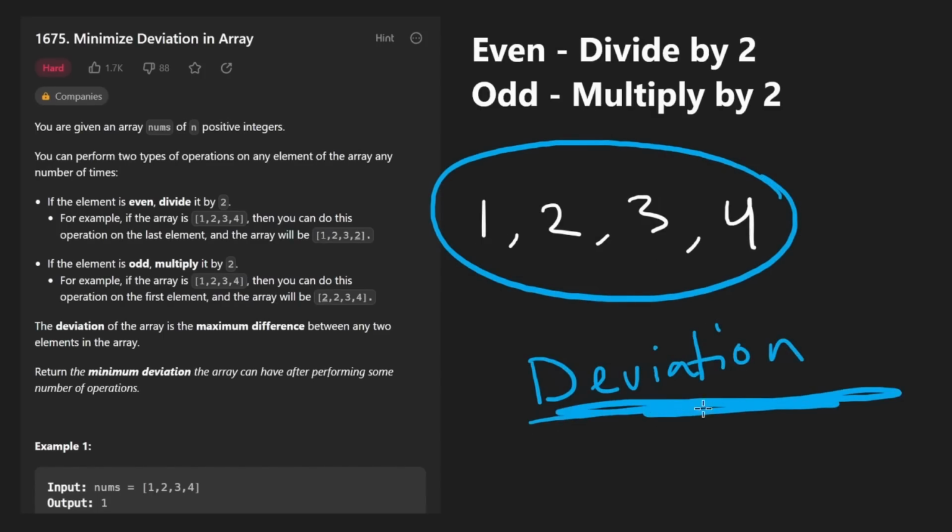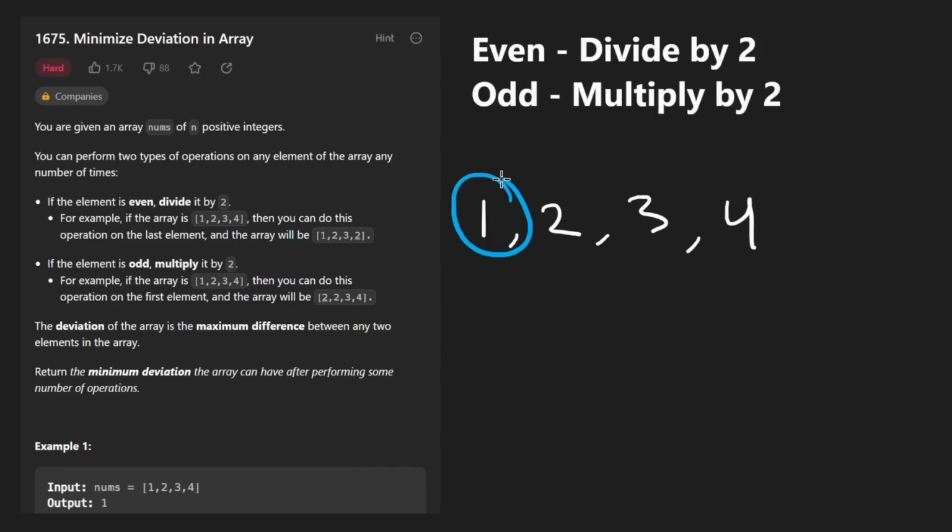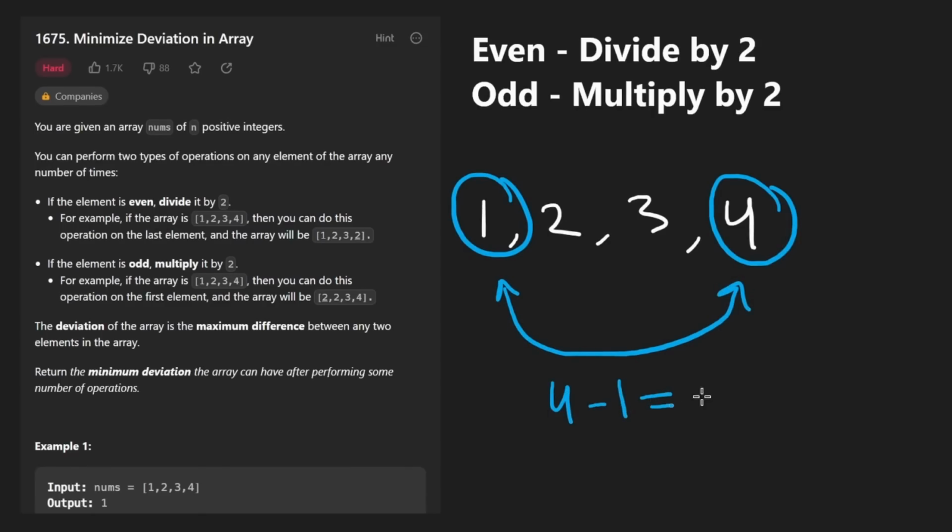The deviation is defined by taking the minimum element in the array and the maximum element in the array and getting the difference between those, which in this case is 4 minus 1. Now, if you read this problem, they describe the deviation differently, but I think they're trying to make it more complicated to confuse you. They say it's the maximum difference between any two elements in the array. That makes it sound like you have to compare every two elements in the array. You don't have to. You just need the minimum and the maximum.